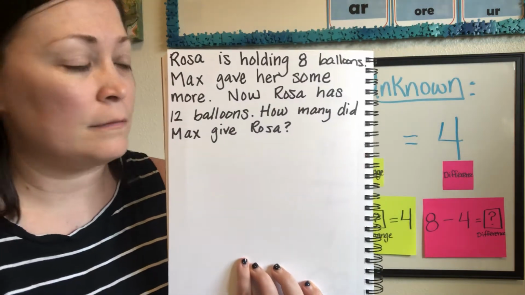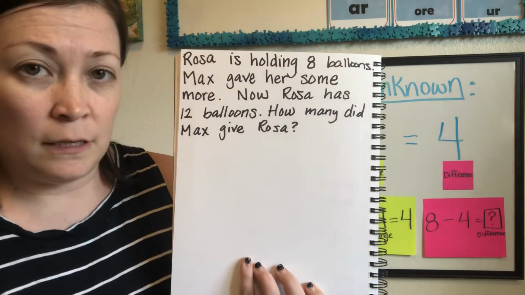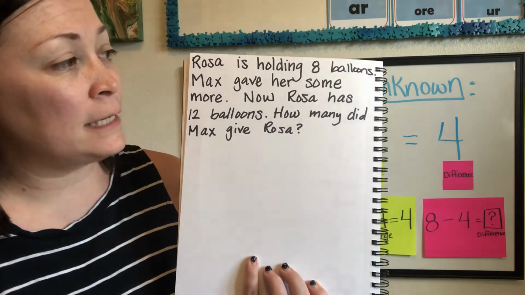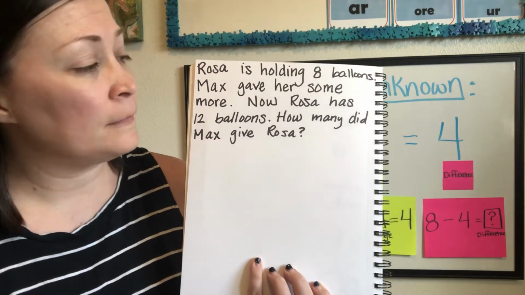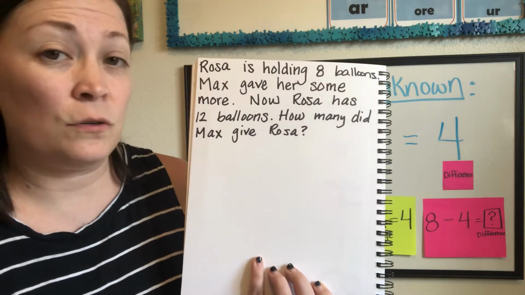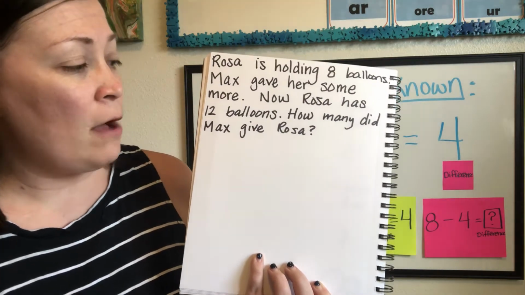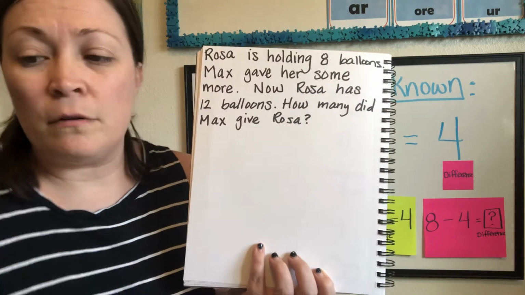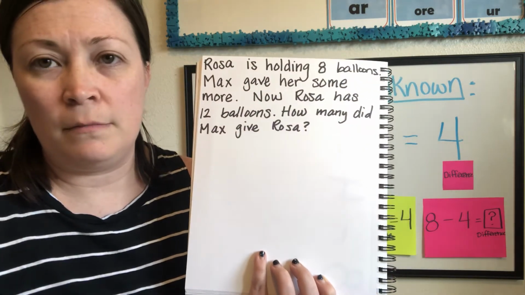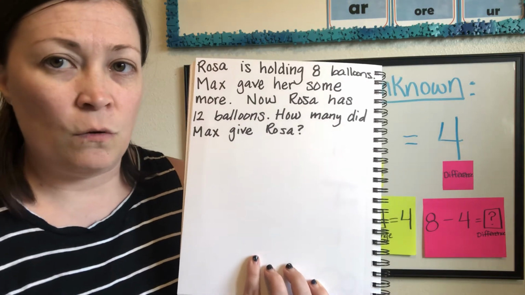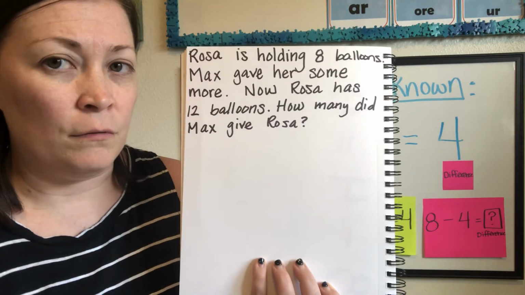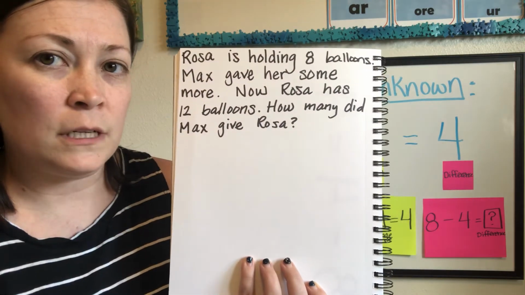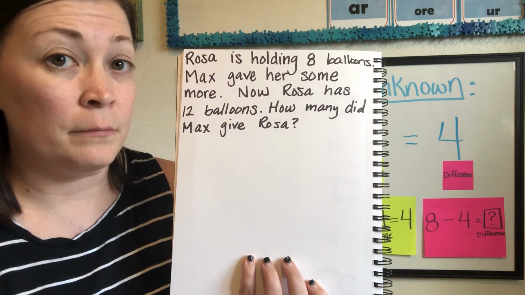So here it is. Rosa is holding 8 balloons. Max gave her some more. Now Rosa has 12 balloons. How many did Max give Rosa? In my class, we like to go through the problem together. So on your own, start at the beginning. Rosa is holding 8 balloons.